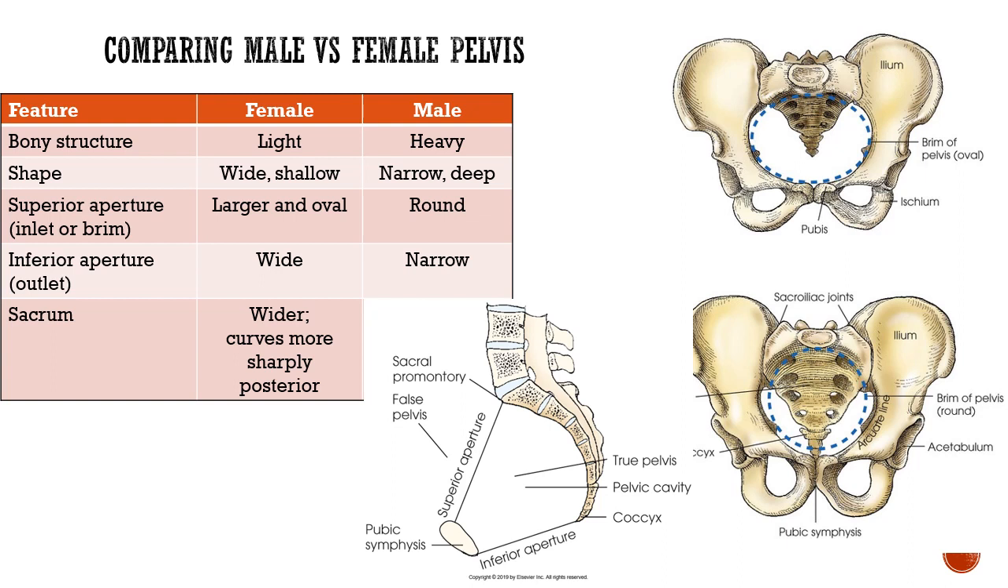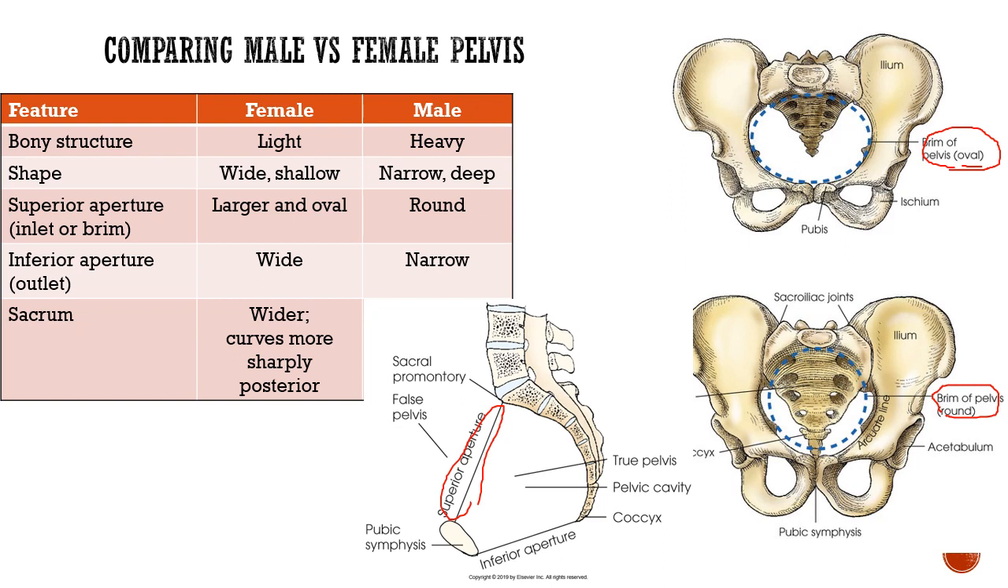Now comparing the male and the female pelvis, the bony structure of the female is light versus the male is heavy. The shape of the pelvis is wide and shallow with the female, but is narrow and deep with the male. The superior aperture is called the brim or the inlet, and that's shown here in this picture as well as down here in this one, as well as here with the male versus the female. And notice that the female's pelvis is oval in shape where the brim of the male is round.